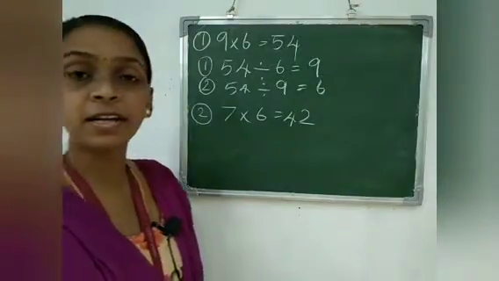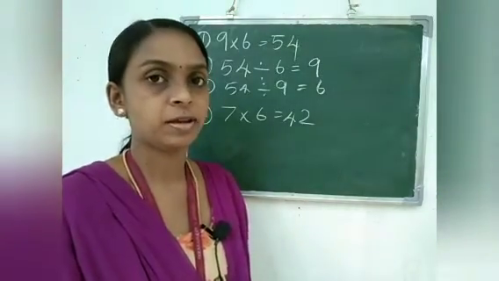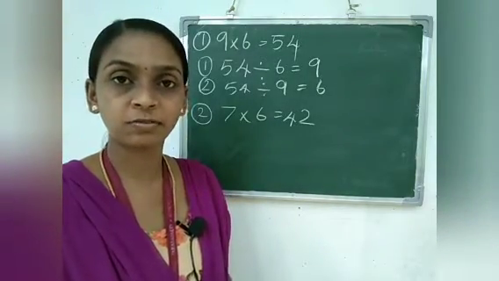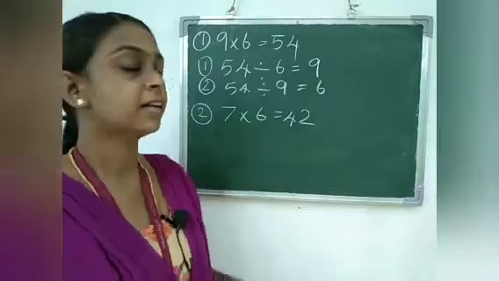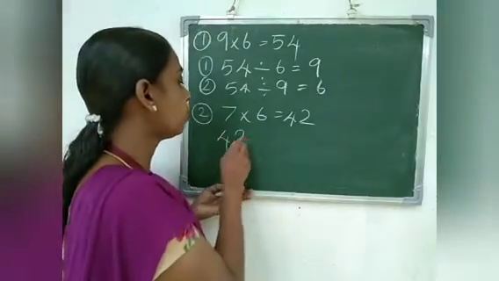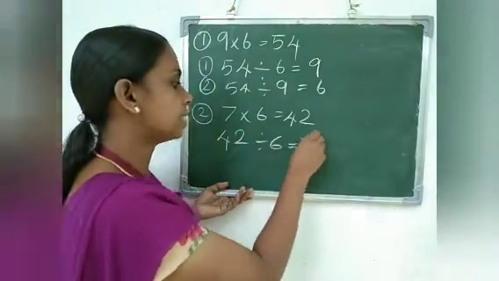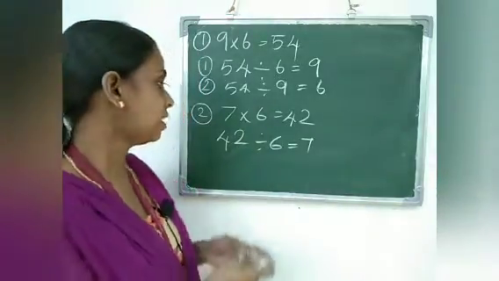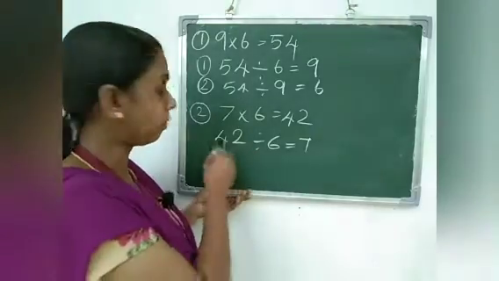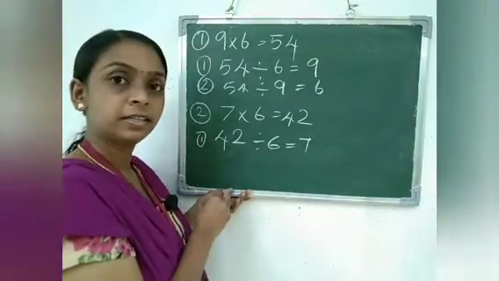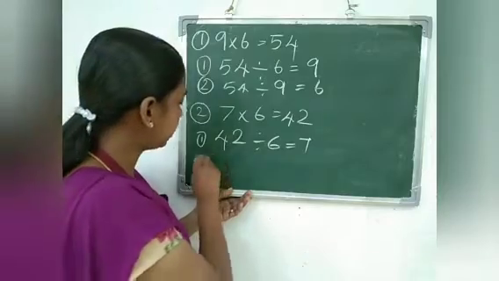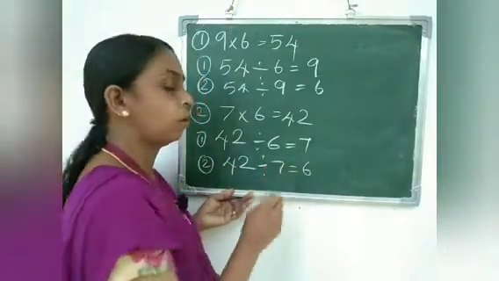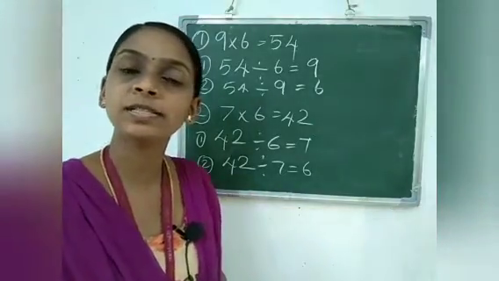And next one, 7 into 6 is 42. How will we write the division fact of this given multiplication fact? Yes, we will write 42 divided by 6 equals 7. And one more, tell me all of you, one more division fact. Yes, it is 42 divided by 7 equals 6.